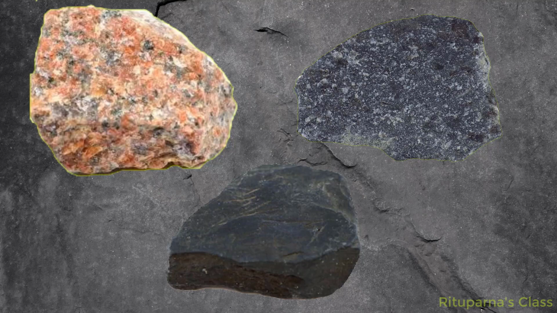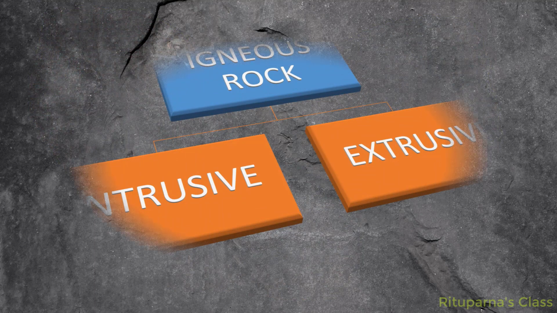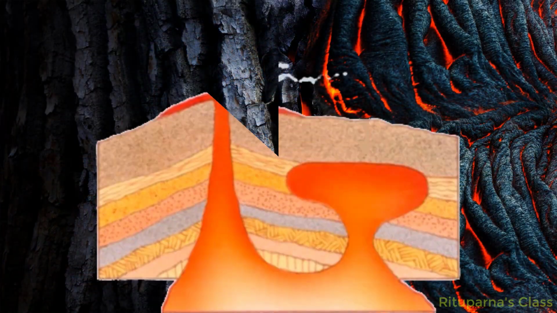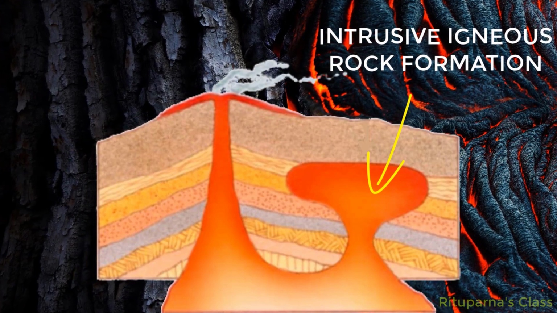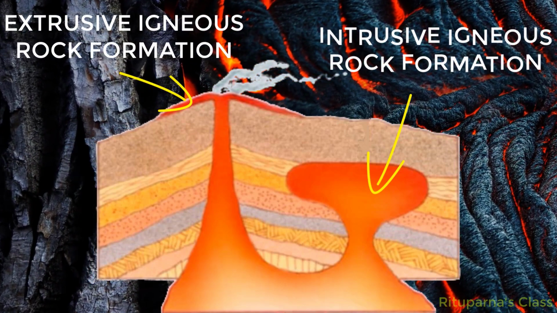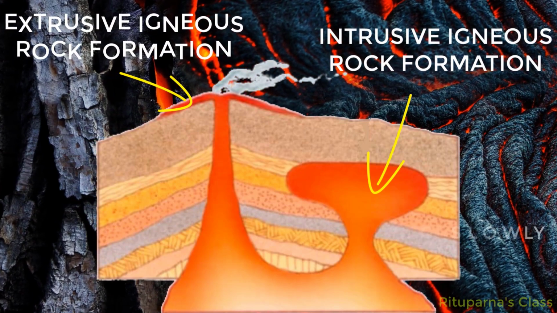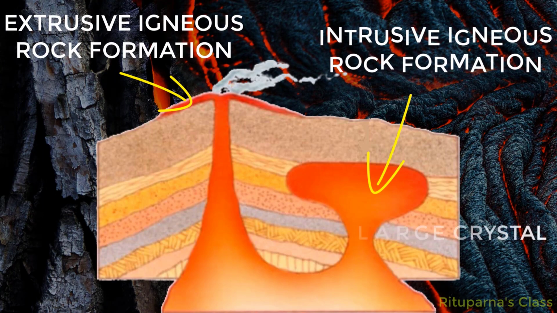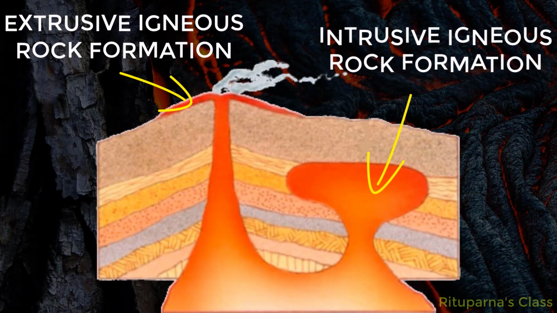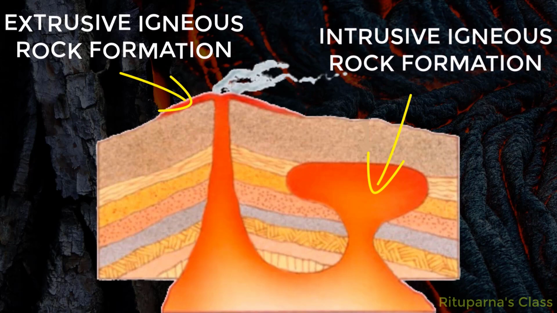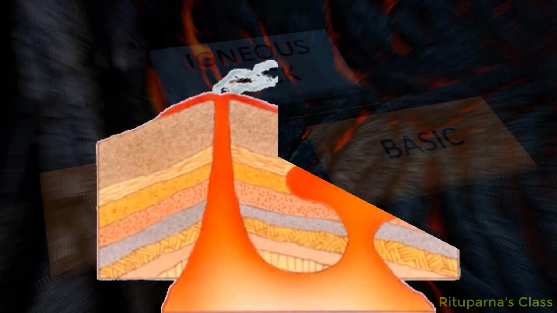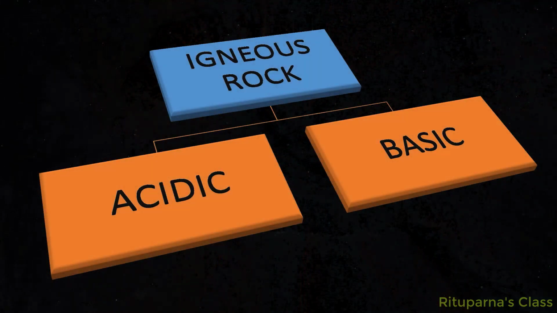There are two types of igneous rocks classified on the basis of origin. Those are intrusive rocks and extrusive rocks. Intrusive rocks form at some depth in the earth's crust, whereas extrusive rocks form at or near the surface of the earth. Please remember one thing. In case of the intrusive igneous rocks, cooling takes place slowly. That's why large crystals are formed. Example, granite. But in case of extrusive igneous rocks, cooling takes place quickly. That's why small crystals are formed. Example, basalt.